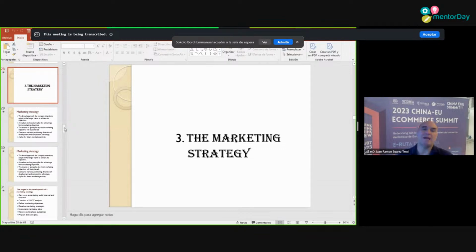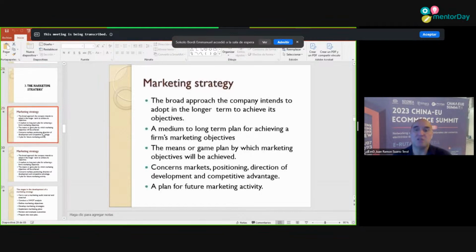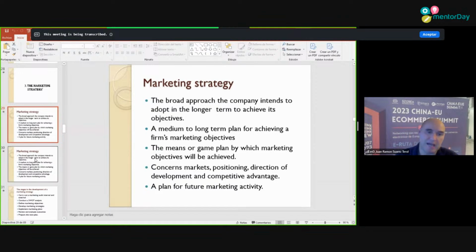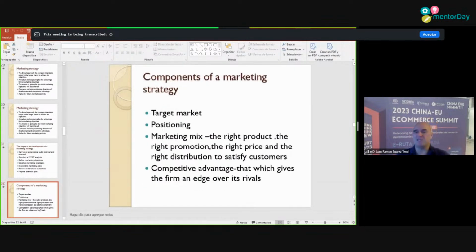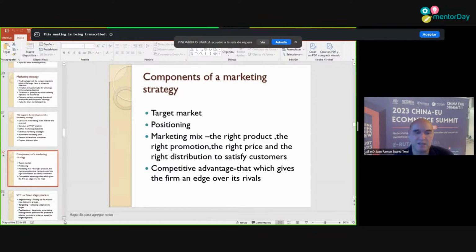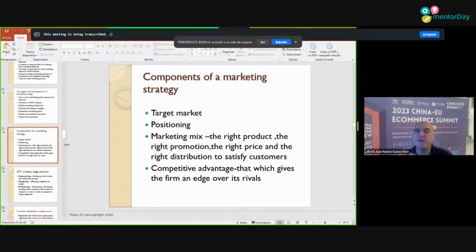All right, let's go to the marketing strategy, okay, which is very important. The marketing strategy is the approach the company intends to adopt in the longer term to achieve its objectives. Okay, that means that we have the marketing strategy. This is basically what we saw before. Very easy to understand. The marketing strategy is based on 3 different stages. Forget about competitive advantage. Target market.